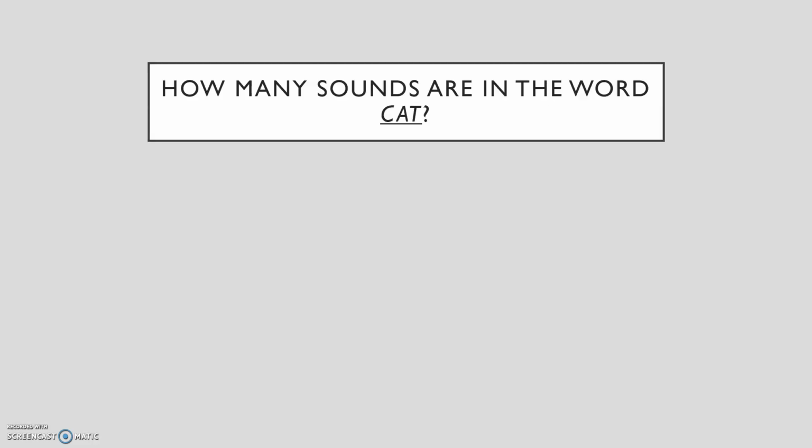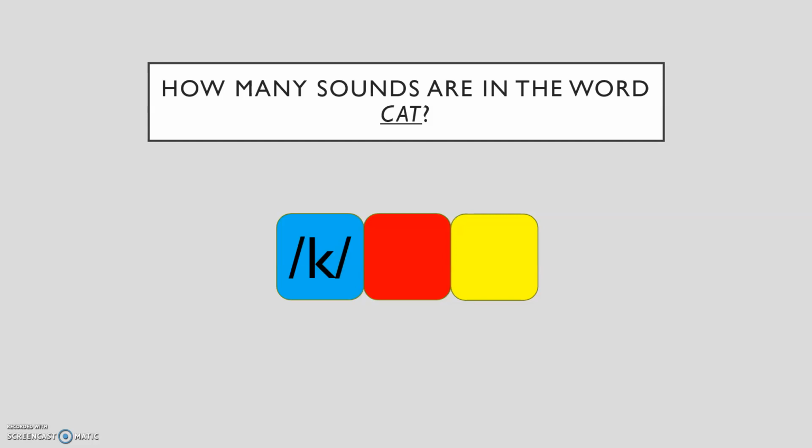So Jackie, how many sounds are in the word cat? There are 3 sounds in the word cat. K, A, T. This is a relatively simple example because each sound in the word cat is represented by one letter.